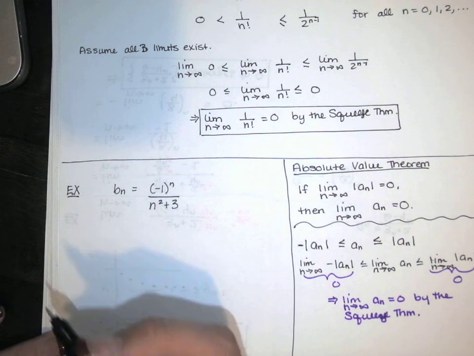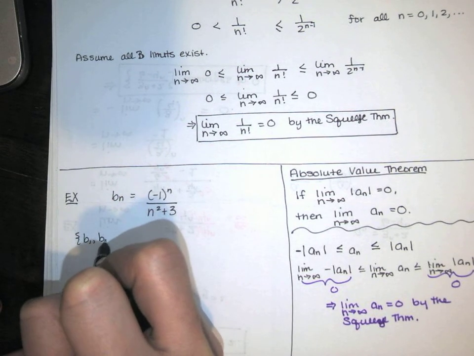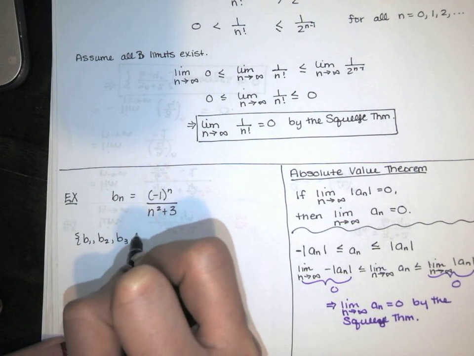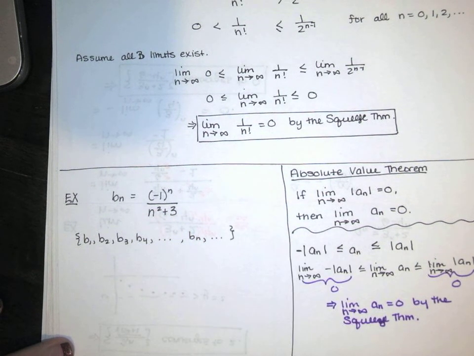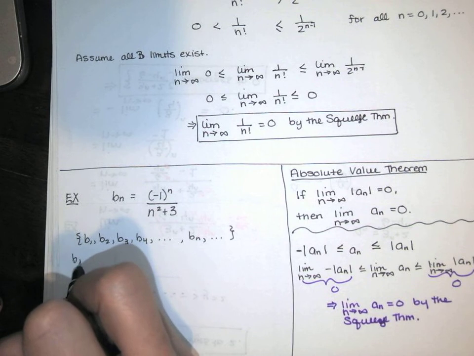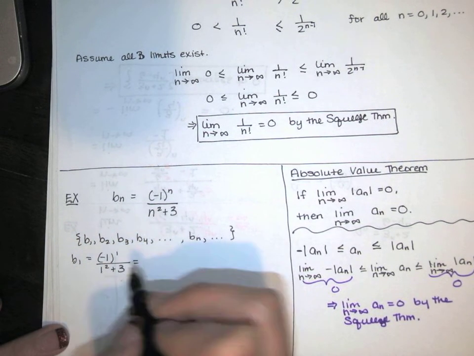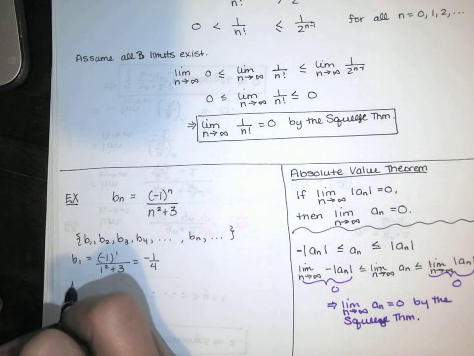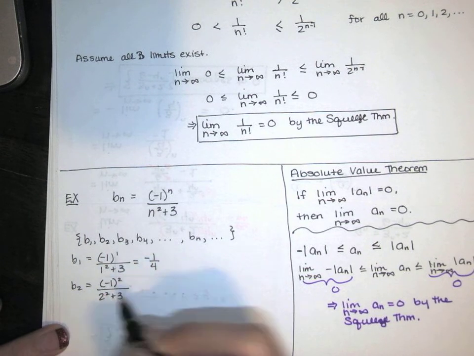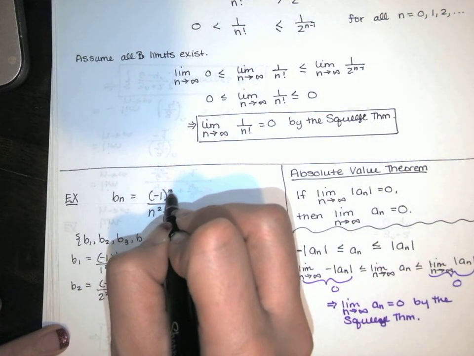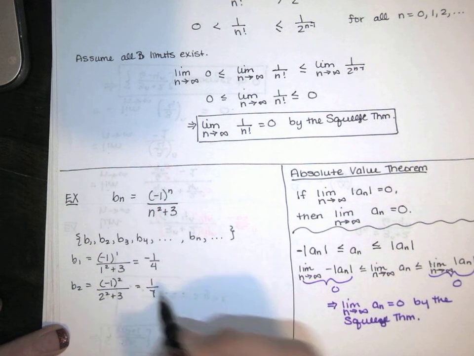Let's just write out a few terms of this sequence so that we can get a sense of what's going on. So we have b sub 1, b sub 2, b sub 3, b sub 4, and so on. Eventually we're going to have a b sub n, and we're going to keep going forever. That's our infinite sequence. B sub 1 is negative 1 to the first over 1 squared plus 3. So that's negative 1 over 4. B sub 2 is negative 1 squared over 2 squared plus 3. I'm just replacing the n with a 2, so it's negative 1 squared over 2 squared plus 3. It's positive 1 over 7.